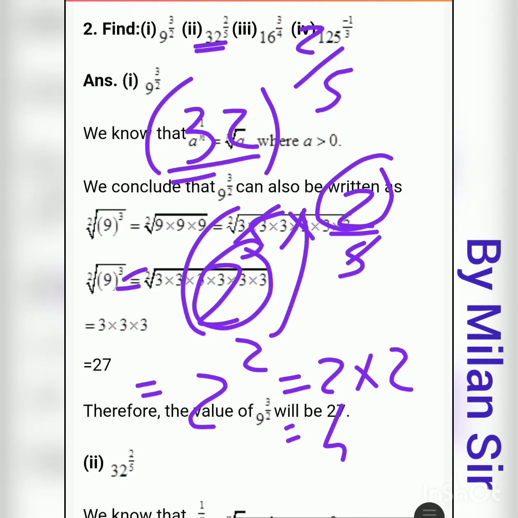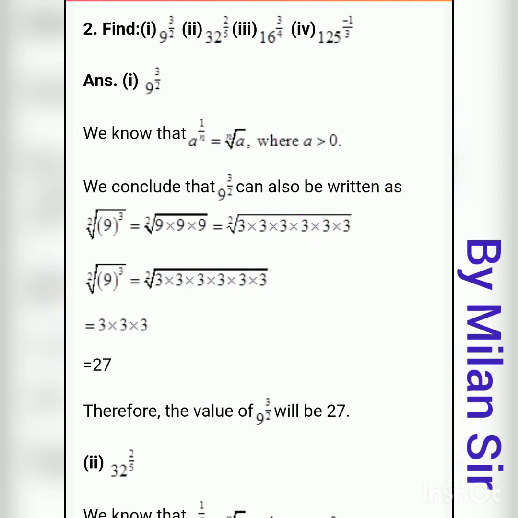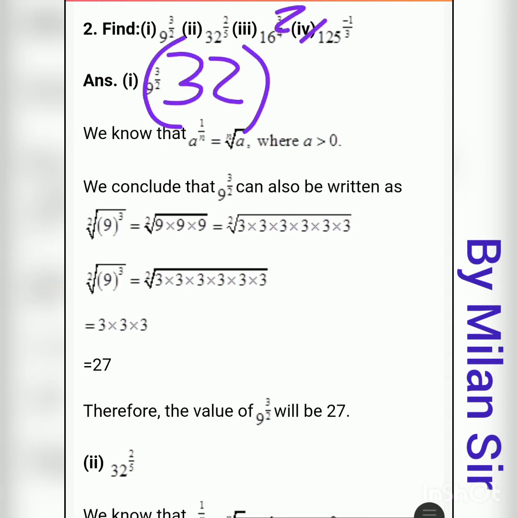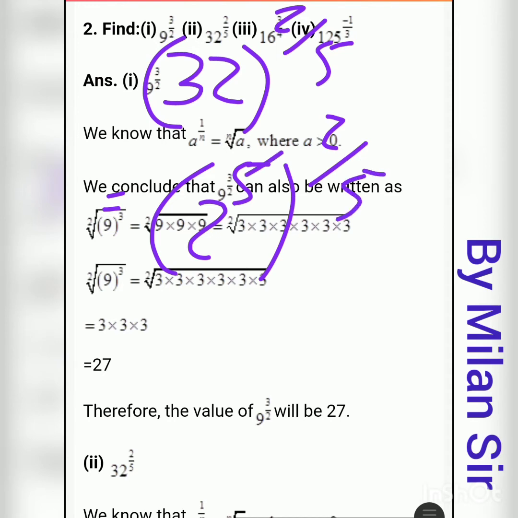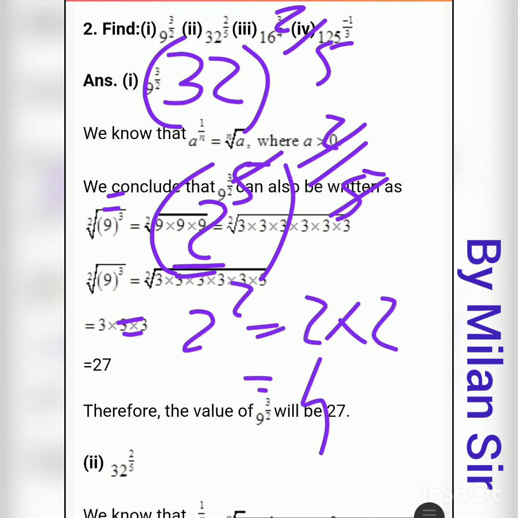Okay, this is our answer 4. Again 32 raised to 2 by 5. In place of 32 we can write 2 raised to 5, and all raised to 2 by 5. So the 5 and 5 cut. Here 2 raised to 2, it's 2 square. 2 twos are 4. So here 4 is our answer.